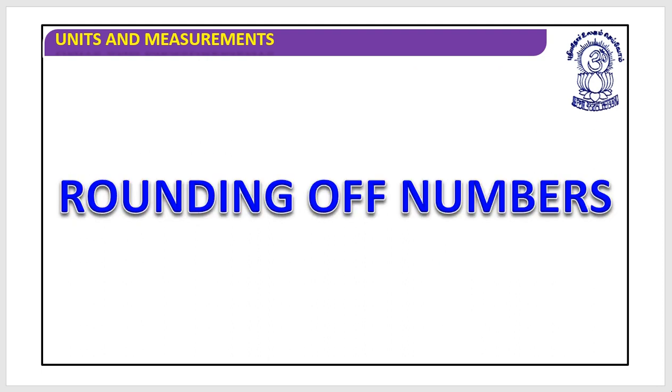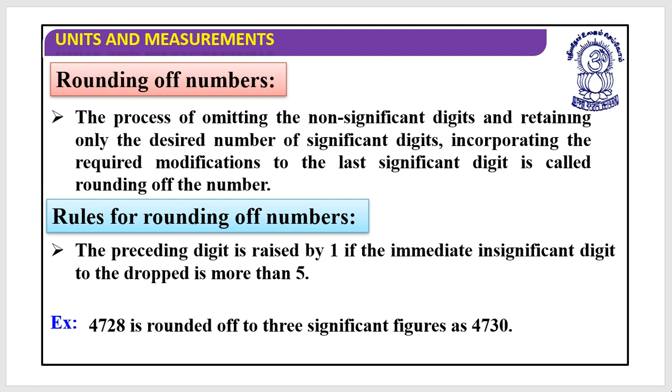The next concept would be rounding off the numbers. We have done this in previous classes as well, in 5th, 6th, 7th, or probably in 8th. We used to round off numbers in maths. This is almost the same concept. What is the rounding of numbers? We omit certain non-significant digits and keep certain significant digits. That process is the rounding of numbers. Now there are certain rules for rounding of the numbers. I'm sure you already know this, and we are just going to discuss it.